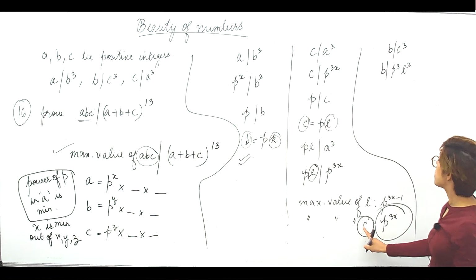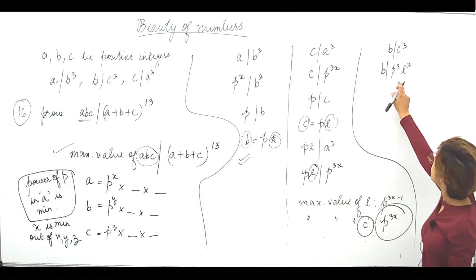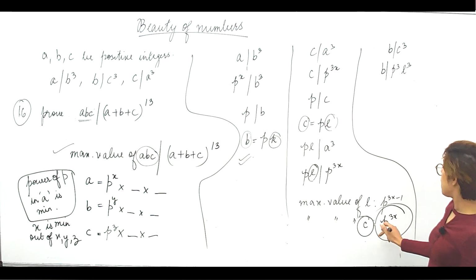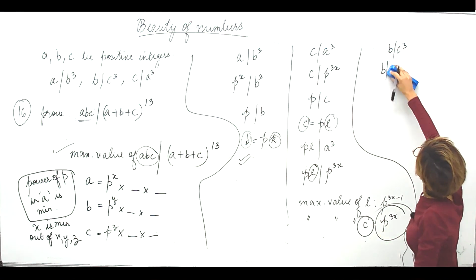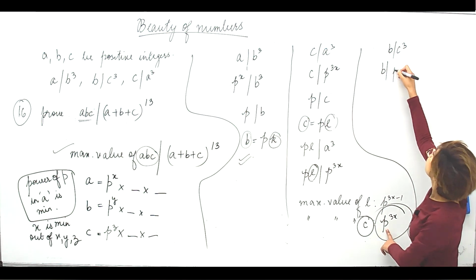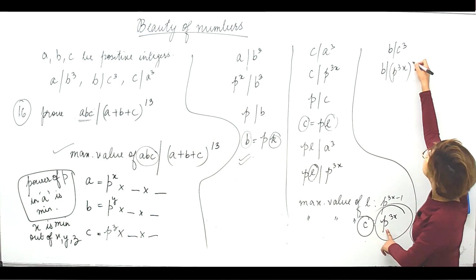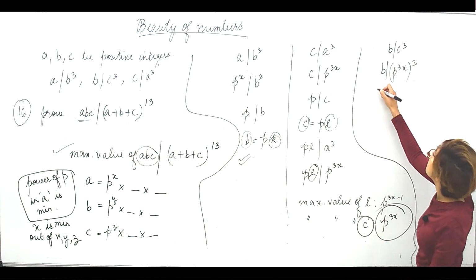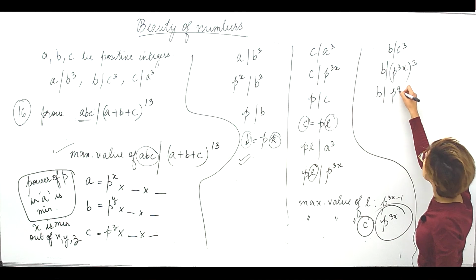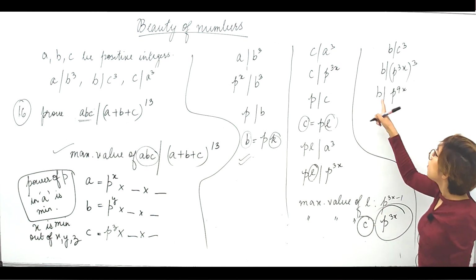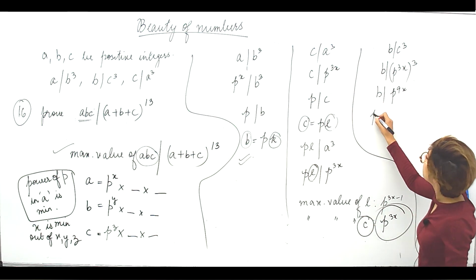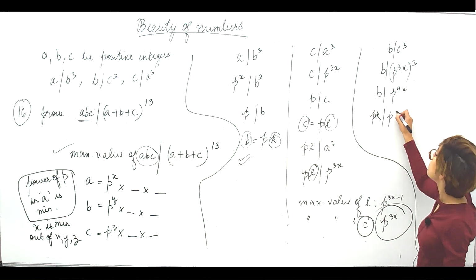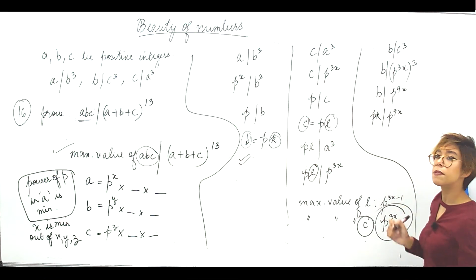Right? In fact, since I want the maximum value of B, here I put the maximum value of C. So let that be P raised power 3x. It is the cube of it. So I can say that B divides P raised power 9x. Right? Now B is nothing but Pk. So Pk divides P raised power 9x.